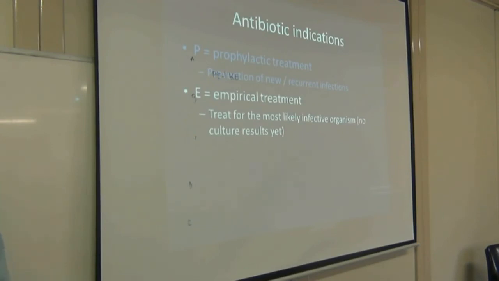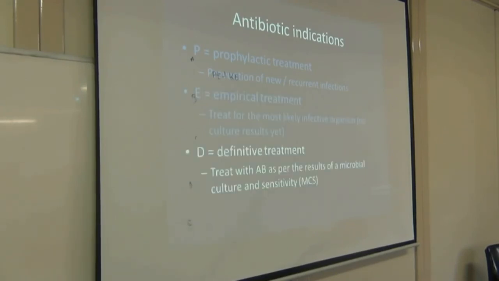How do we know which is the most likely ones? Each infection, like your UTIs, most of them are caused by E. coli. So E. coli, gram? Negative. So you want to get an antibiotic that covers gram negative. Nitrofurantoin, phosphomycin. We used to use ciprofloxacin. Now we want to use something with less side effects. Okay? That's what empiric means.